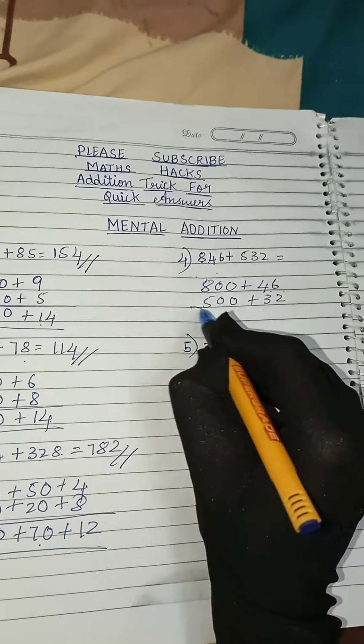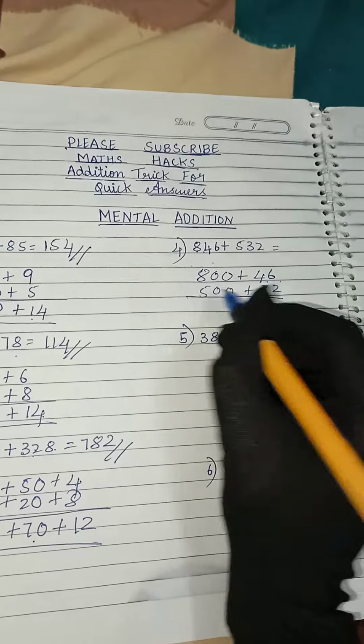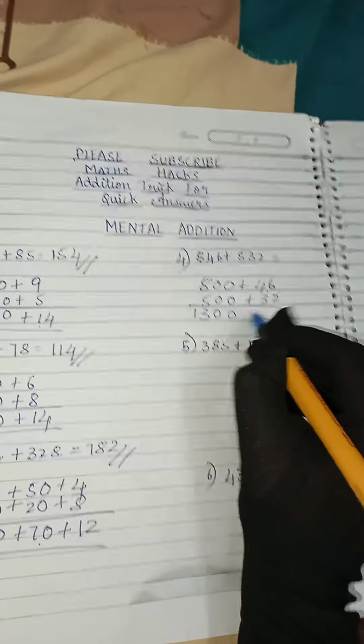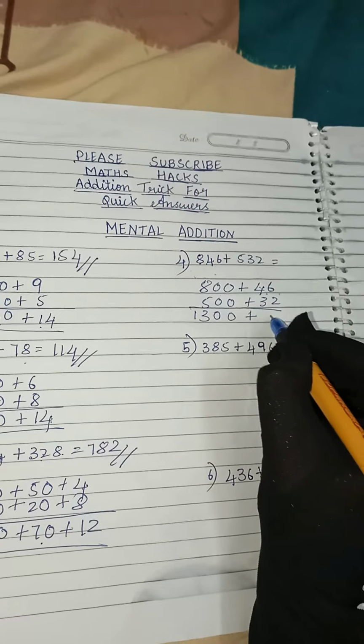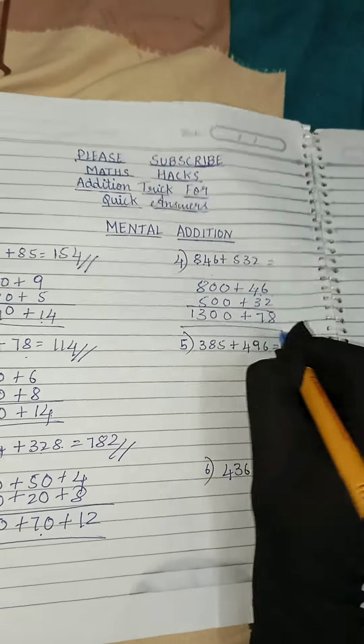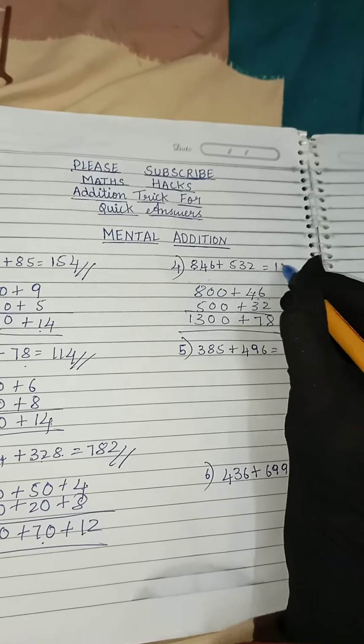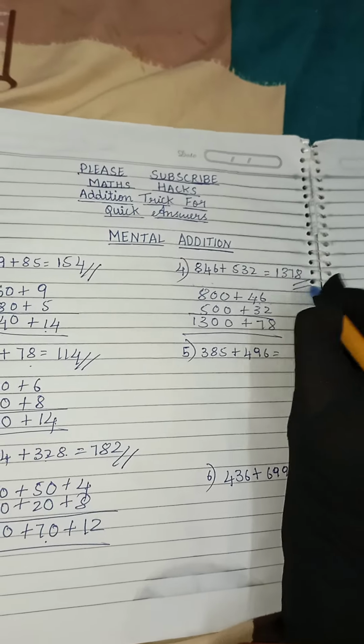So 800 plus 500 gives you 1300. 46 plus 32 gives you 78. So 1300 plus 78 gives you the final answer as 1378. 1378 is our answer here.